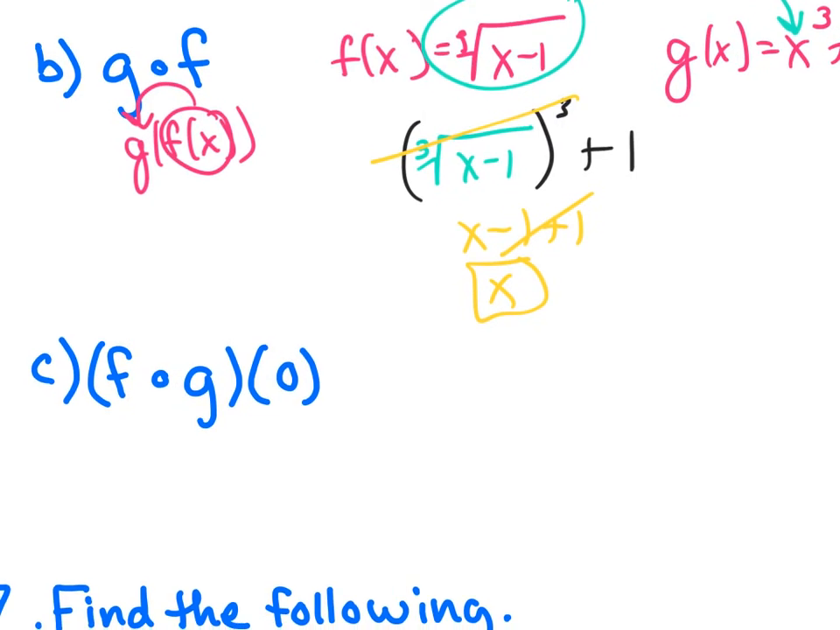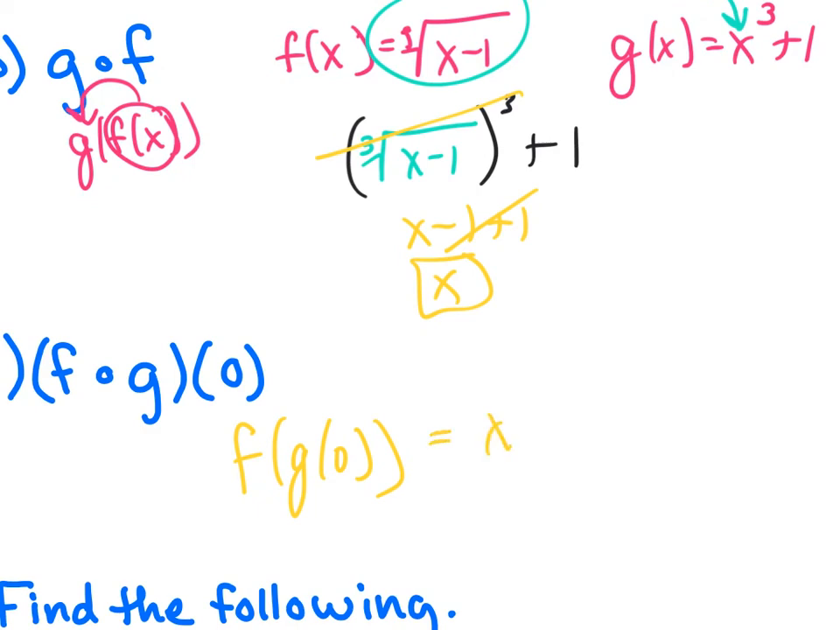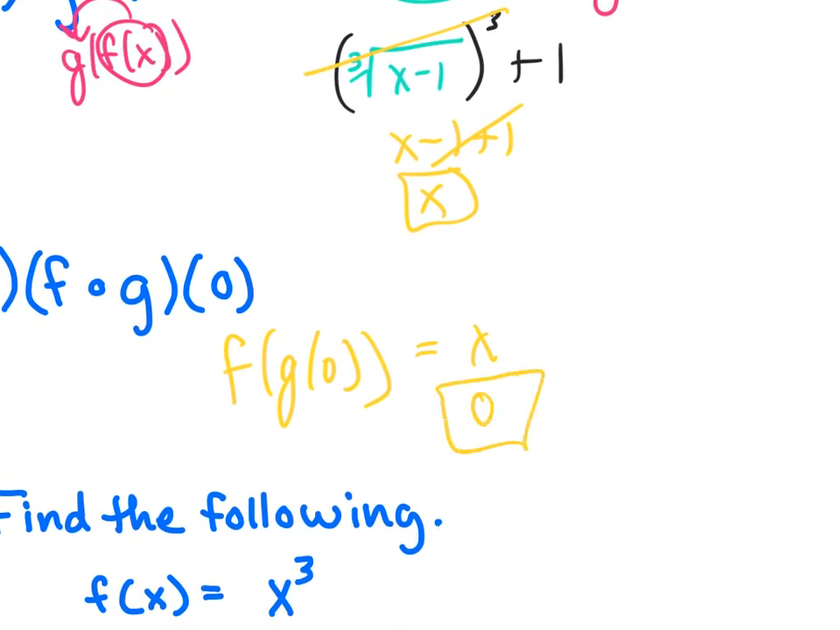So now they want f of g of 0. This is saying, do the composition, take f of g, which is what we did in the first step. f of g was x, so when I plug in 0, I get the answer of 0.